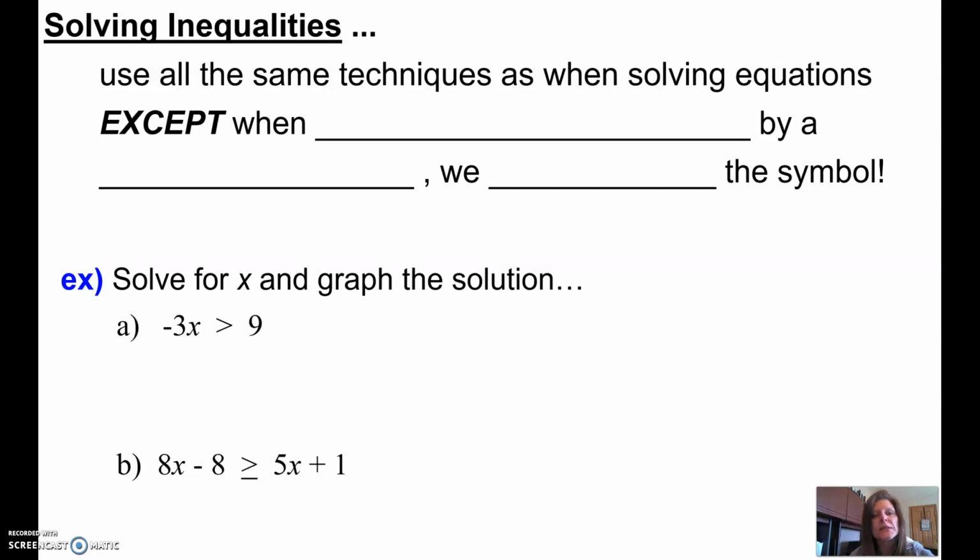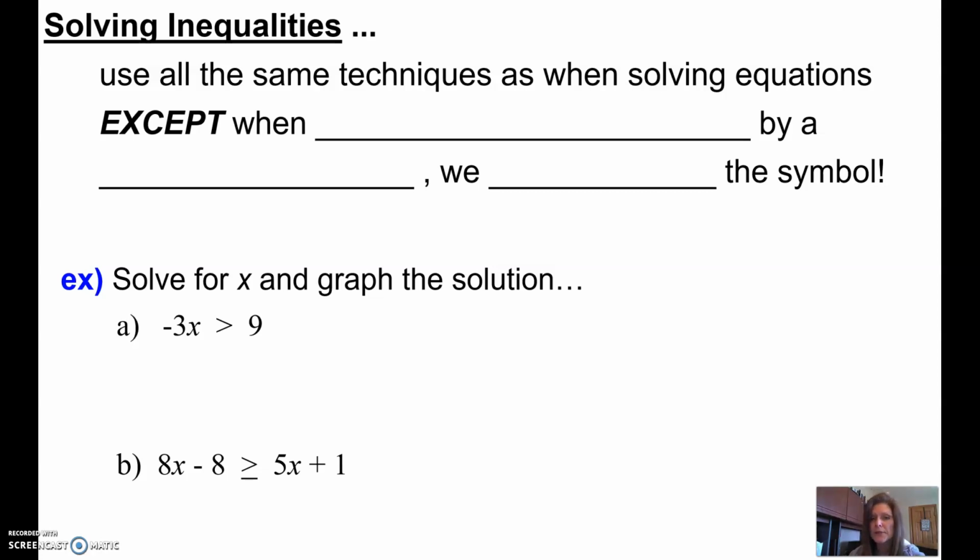Here we want to take a look at solving inequalities. We're looking again at inequalities in just one variable. The thing we have to remember is that it's pretty much the same as solving an equation. We're going to do all of the same things: simplifying both sides, getting all the x terms to one side, the number terms to the other side, and then dividing to isolate our variable.